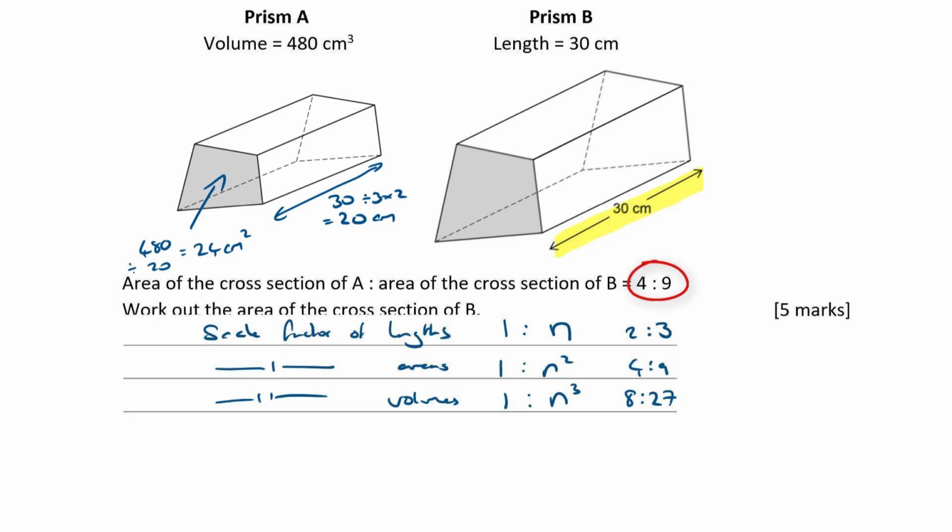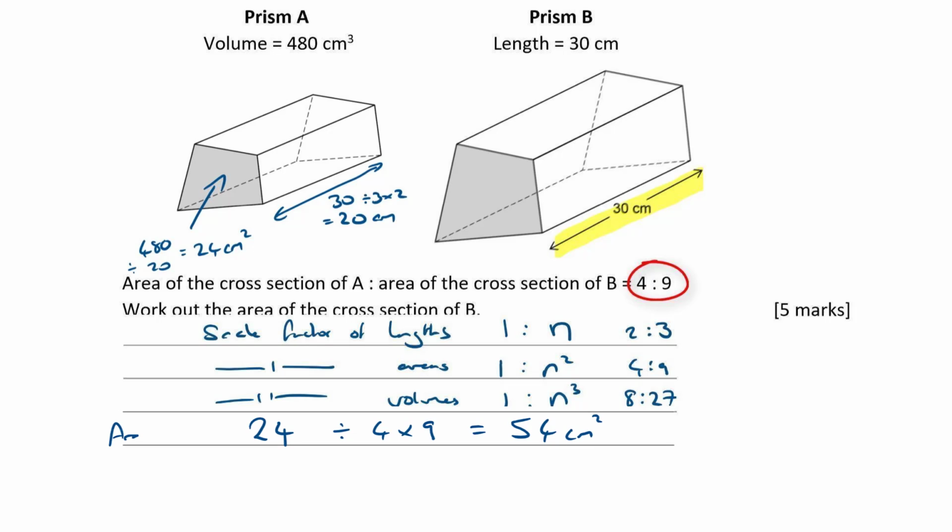Now we want to know this one here. We want to know the cross section of that one. And we know the ratio between those two is in the ratio of 4 to 9. So if we take our 24 centimeters squared, which is the area of the smaller cross section, and we scale it up with the ratio of 4 to 9, so we divide it by 4 and we times it by 9, we should get the area of the bigger cross section. 4 into 24 goes 6. 6 times 9 is 54 centimeters squared.